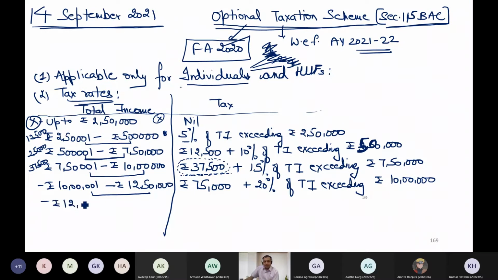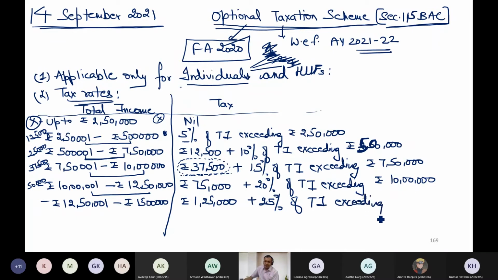Similarly, 12 lakh 51 till rupees 15 lakh. Can you tell me how much will be fixed? 1,37,500? I don't know, I need to check. 250 into 20% is 50. We do this total: 12,500 plus 37,500 plus 75. I think 125. Is 125 correct? Yes, sir. Yes, 125 is correct. 125 fixed plus 25% of total income exceeding 12 lakh 50.